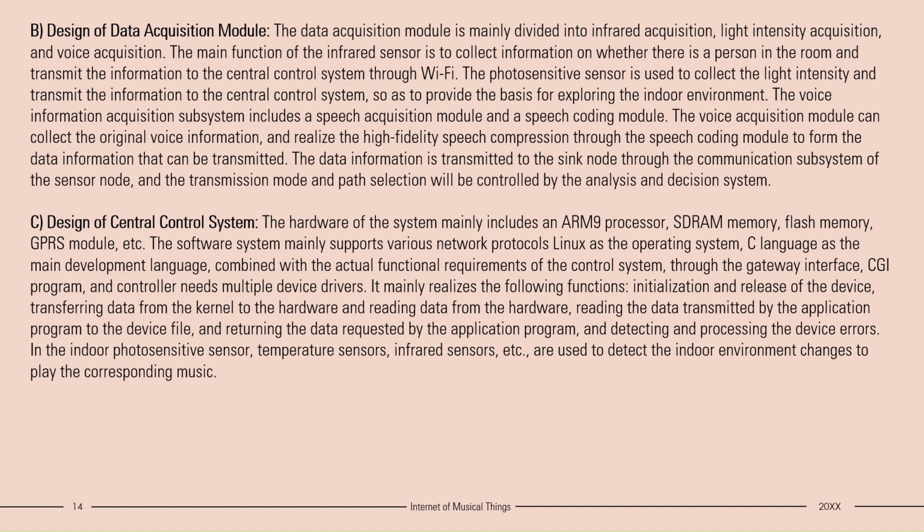Next, we have the design of the central control system. The hardware of the system mainly includes an ARM9 processor, SDRAM memory, flash memory, GPRS module, etc. The software system mainly supports various network protocols, with Linux as the operating system and C language as the main development language, combined with the actual functional requirements of the control system through the gateway interface, CGI program, and the controller needs multiple device drivers.